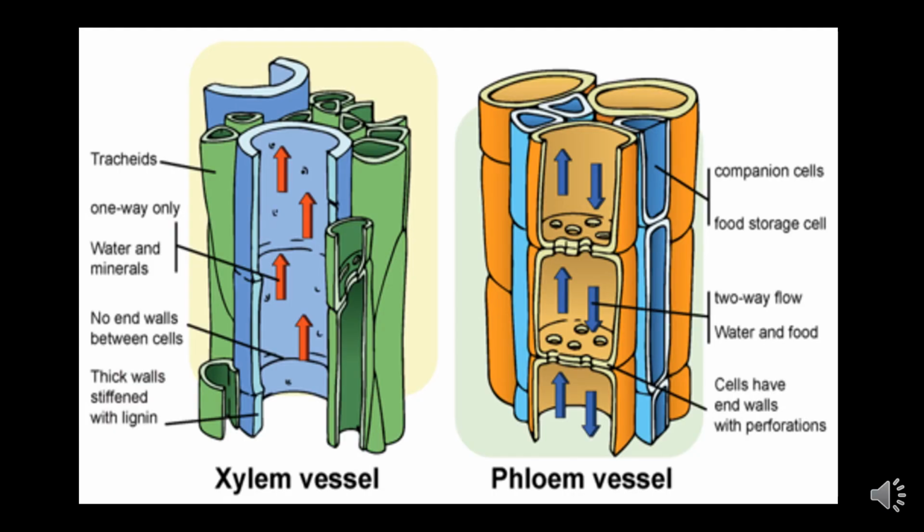Here we can comparatively see the movement of material in xylem and phloem. The tracheids in xylem form a kind of continuous channel where no end walls are present between the cells, whereas in phloem these conducting channels are separated by end walls which are called sieve plates having perforations. Unidirectional movement takes place in xylem, whereas bidirectional movement takes place in phloem cells.